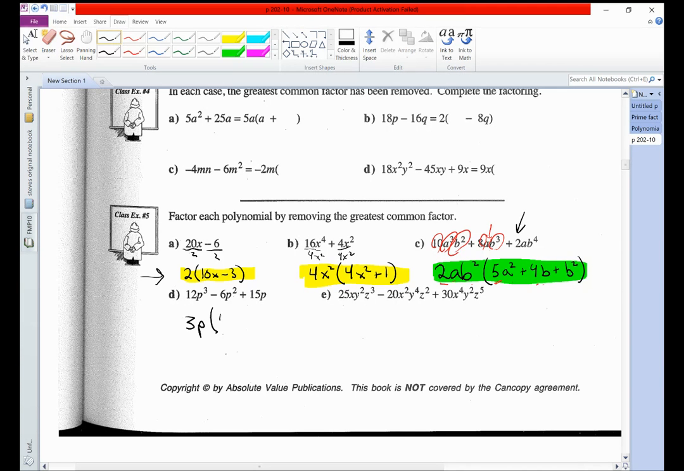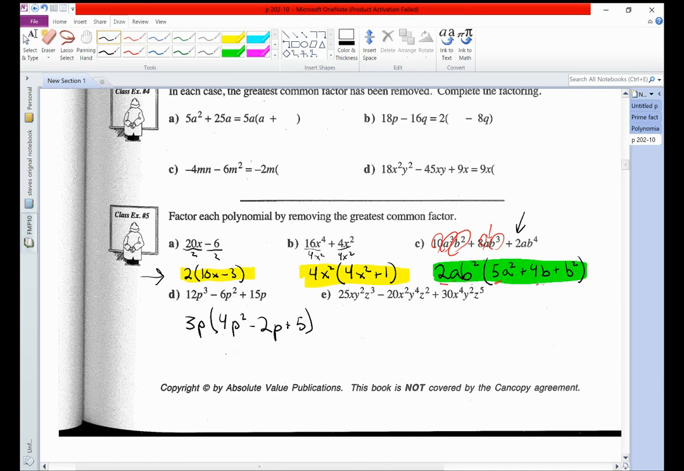12 divided by 3 is 4. P cubed divided by p is p squared. Negative 6 divided by 3 is negative 2. Don't forget that negative. P squared divided by p is p. 15 divided by 3 is positive 5. And p divided by p, well, they would just cancel out. And that's factored.